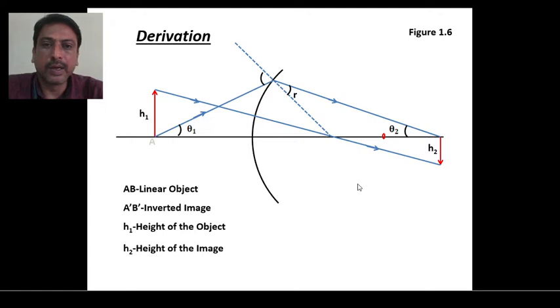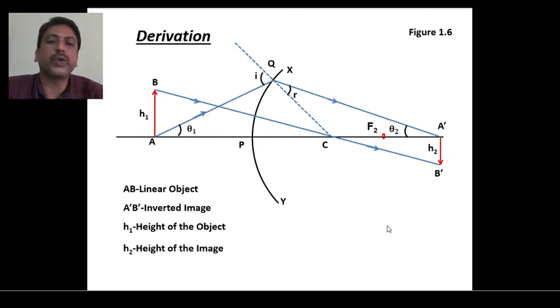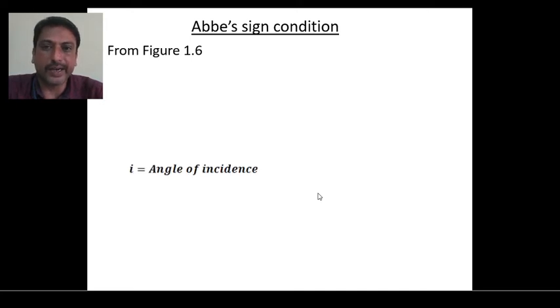Next, again: AB is the object, XY the spherical surface, I the angle of incidence, P the pole or vertex of the spherical surface, C the center of curvature, Q the point of incidence, A'B' the height of the image, and F2 the focal length of the spherical surface XY. Now we will derive the expression for Abbe's sine condition.